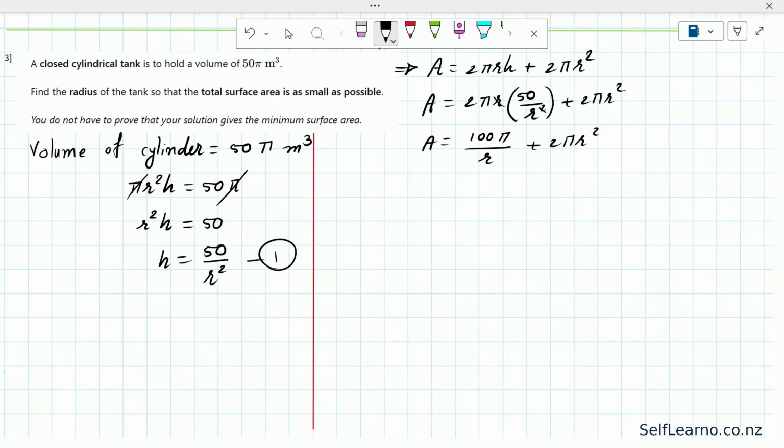So now I can differentiate this A with respect to r. It is an easy task. Let us do it. There is only one variable in front of A, and that is r. I can say that A is a function of r. So we can differentiate A with respect to r. So that is dA over dr, right? d by dr of 100 pi by r plus d by dr of 2 pi r square.